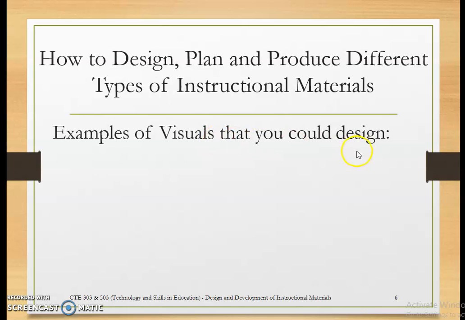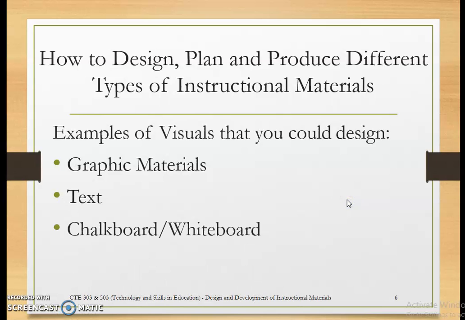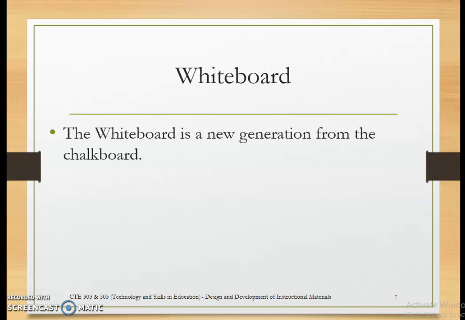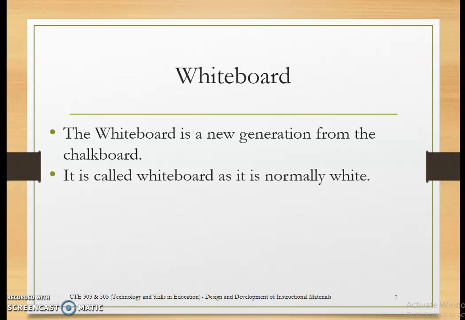Examples of visuals that you could design include graphic materials, text, chalkboard or whiteboard, and nowadays we have the interactive whiteboard. The whiteboard is a new generation from the chalkboard. We all know how the chalkboard works. The whiteboard, it is called a whiteboard as it is normally white. In the labs out there, there could be green boards and other types of colors.